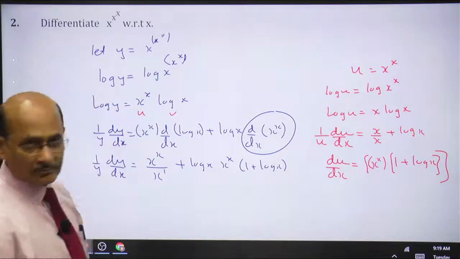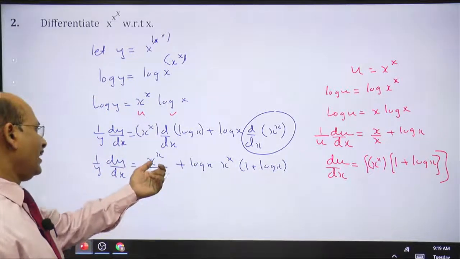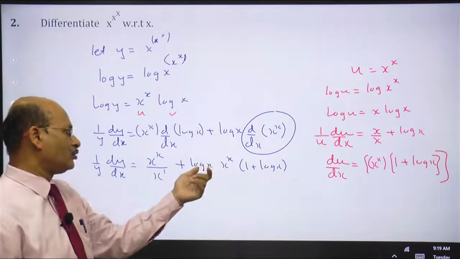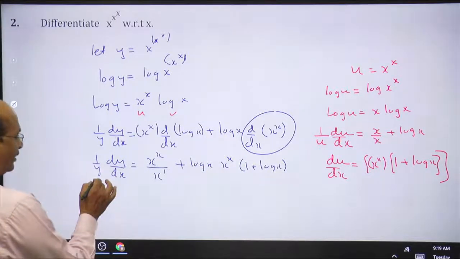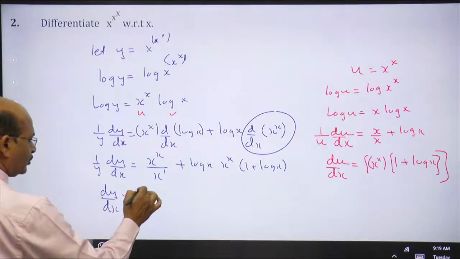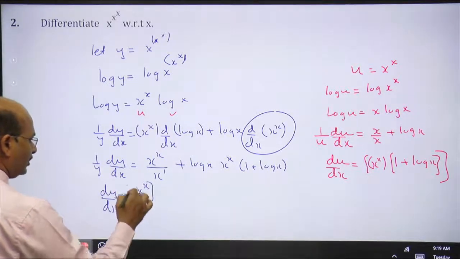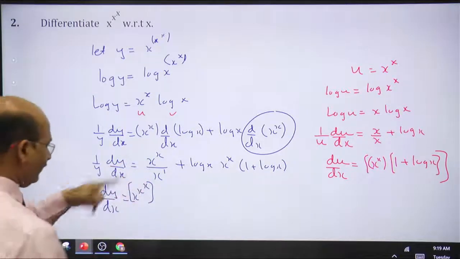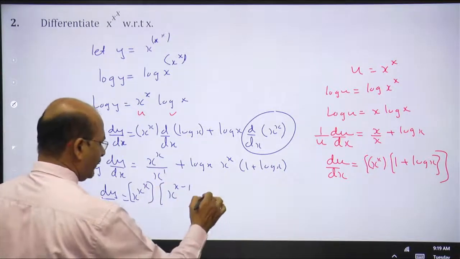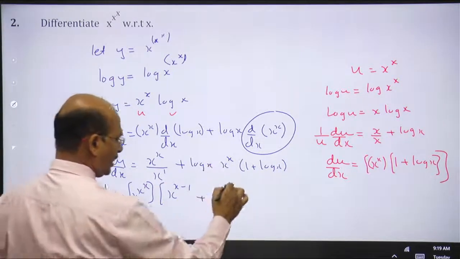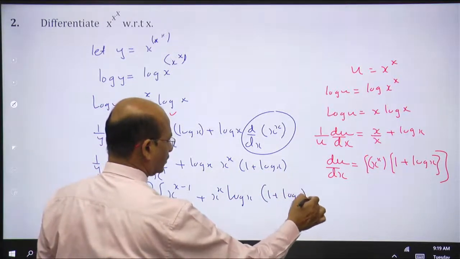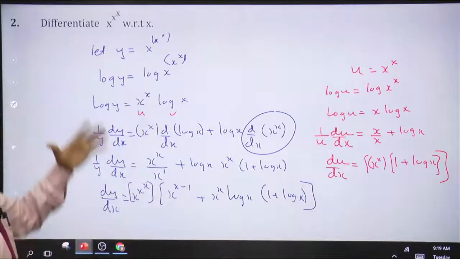That's it. I think that's the way you go. If you want, you can write x raised to x common and then solve this out, or you can write x raised to x minus 1 plus x raised to x log x. But wait, this y has to be taken back. So dy by dx is equal to x raised to x raised to x, because this is my y. And then everything will come like this: x raised to x minus 1, same base, plus x raised to x, I am just rearranging this, log x into 1 plus log x. So this is my complete solution for the derivative.